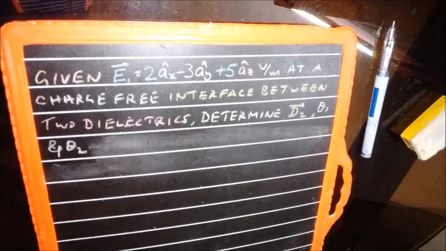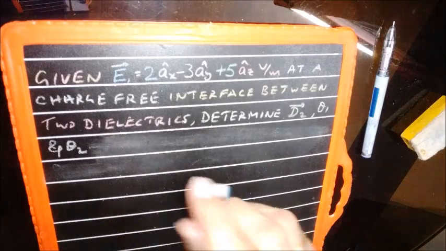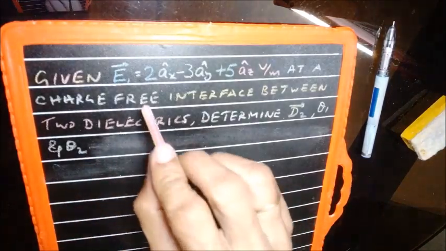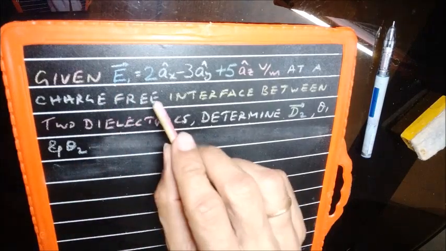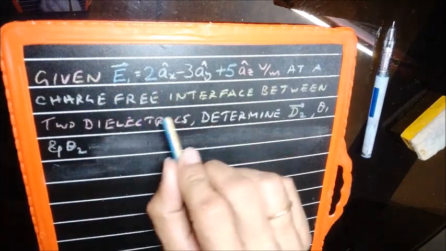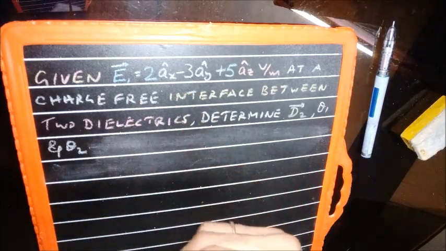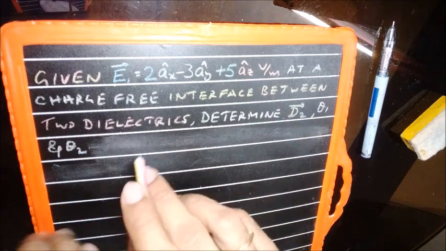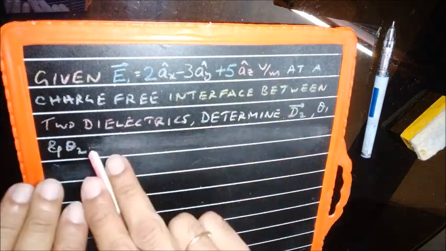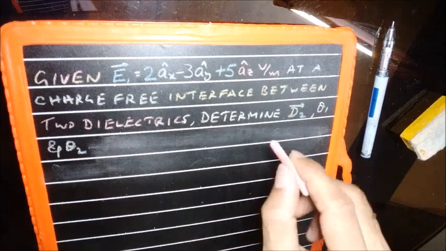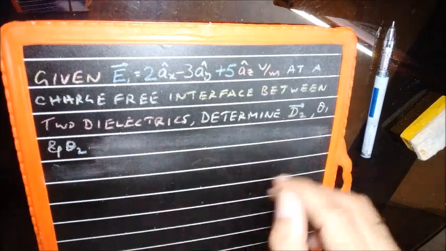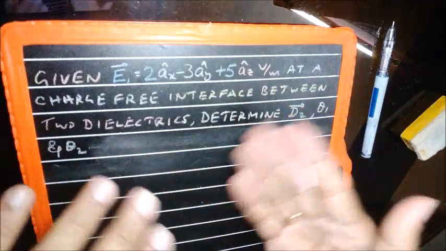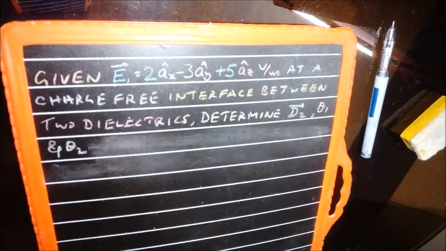So the first question that we will solve is this. The question statement is this. Given an electric field E1 which is equal to 2AX cap minus 3AY cap plus 5AZ cap volt per meter at a charge-free interface between two dielectrics, we have to determine what is D2, the electric flux density, in region 2. So the interface is such that it divides into two regions.